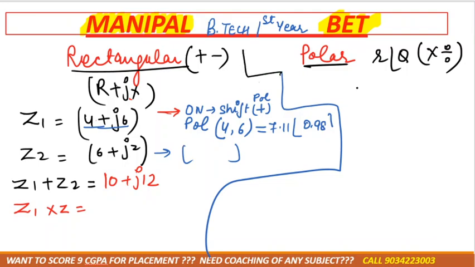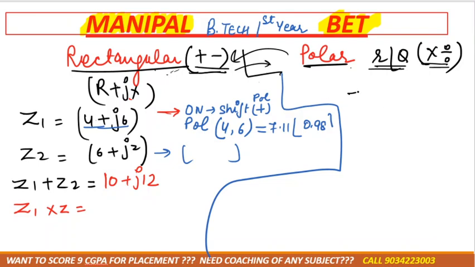Got it? For rectangular form we can do only addition and subtraction, and in polar form we can do multiplication and division. And if we want to do vice versa, we need to shift it. If we want to shift to polar form, then in the calculator you must write Pol. And if we want to shift to rectangular form, then in the calculator you need to write Rec. How will you get Rec? By pressing shift and the negative button, right?